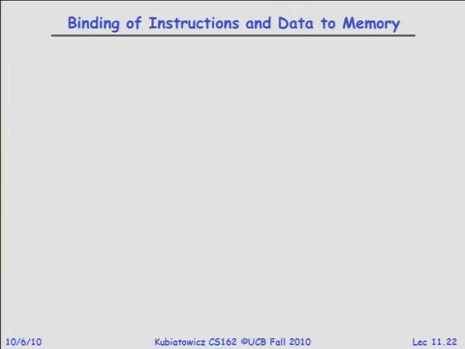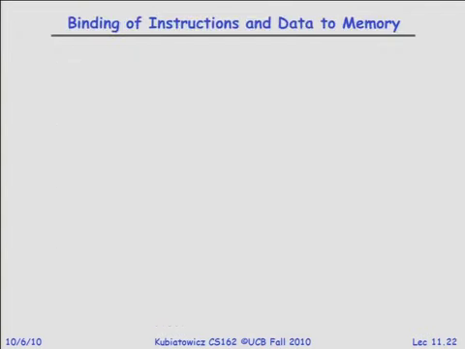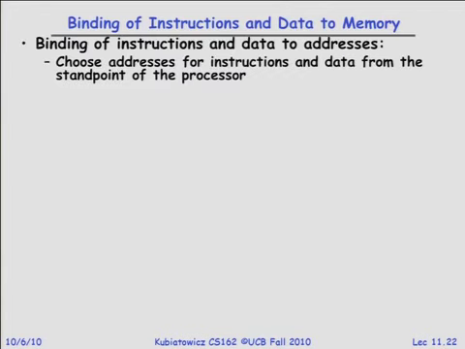Now, let's go at this a couple of ways. I'm going to go at several of these pieces, the overlap, translation, and then eventually protection, with and without hardware. So we're going to assume that we have different types of systems, and look at the different advantages here. To do that, I want to talk about the binding of instructions and data to memory, which is something that you've all done many times but probably haven't thought about too much. The idea is that you're going to choose addresses for instructions from the standpoint of the processor.